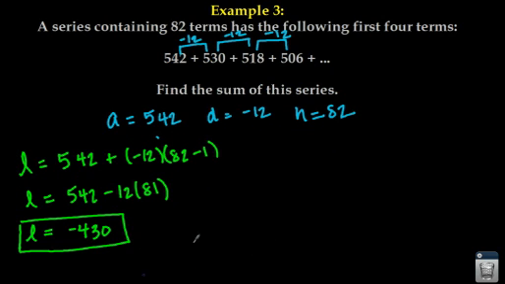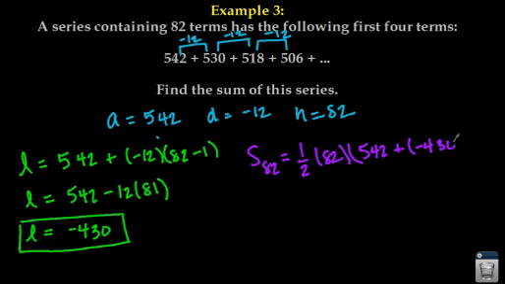So, now I'm going to find the sum of our 82 terms. So, it's half times the number of terms, which is 82, times our first term plus our last term. So the sum of our first term and our last term gets multiplied. Okay, so when I put this into our calculator, we get a value of 4,592.